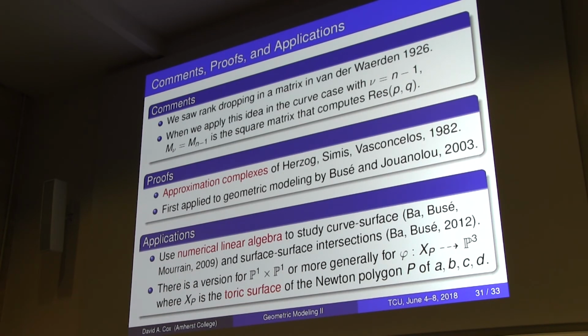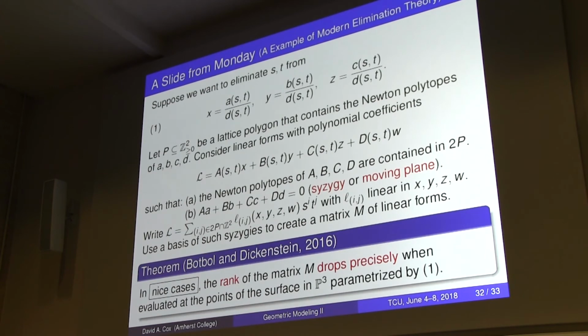And so to finish off, let me just go back to the slide we saw on Monday from the paper by Botbol and Dickenstein. So we want to do some elimination here. So here's our A, B, C, D. But now we're not going to make many. What they wanted to do is try to give something that was practical and could be stated without too much difficulty. And practically, you don't want to have to worry about what kind of polynomials you have.